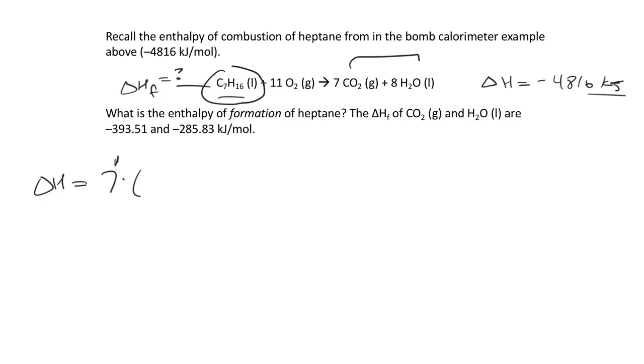Let me even be careful. Let me write 7 moles. So 7 moles times the delta HF of CO2, minus 393.51 kJs per mole. Adding the sum of the reactants, so plus 8 moles times negative 285.83.